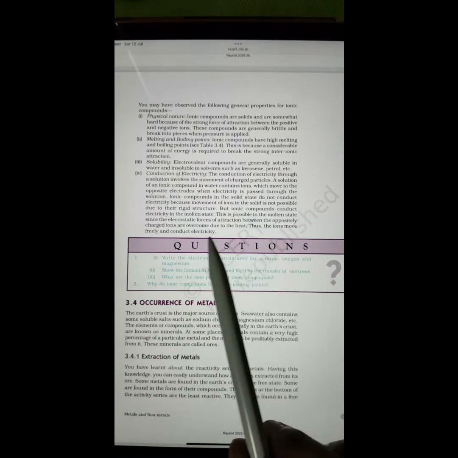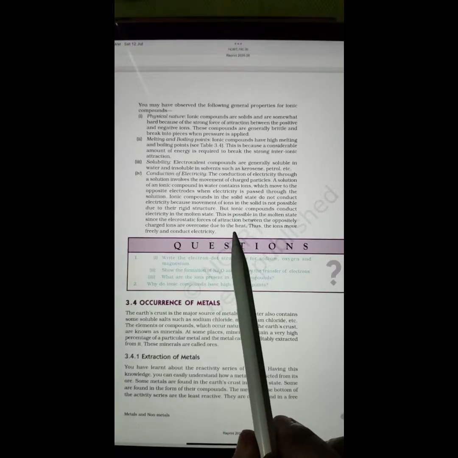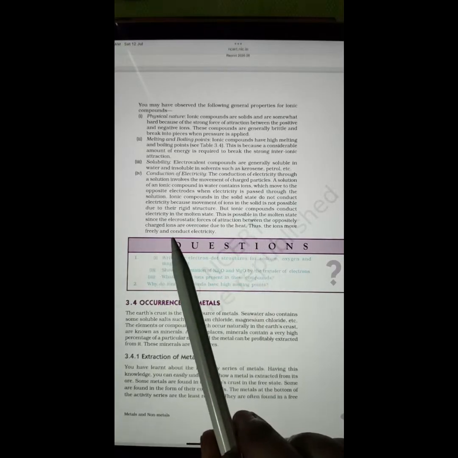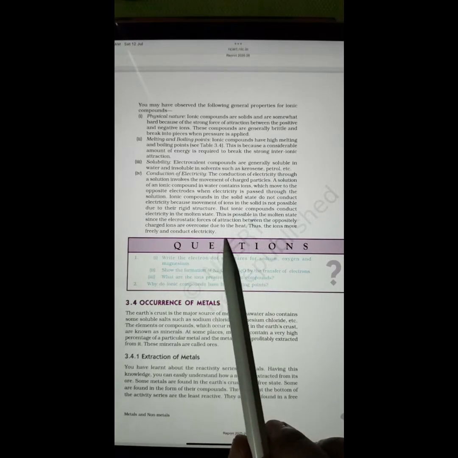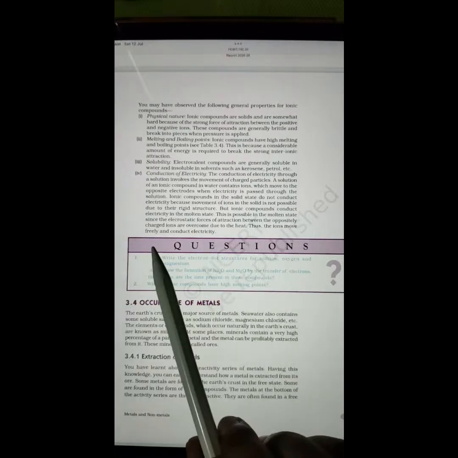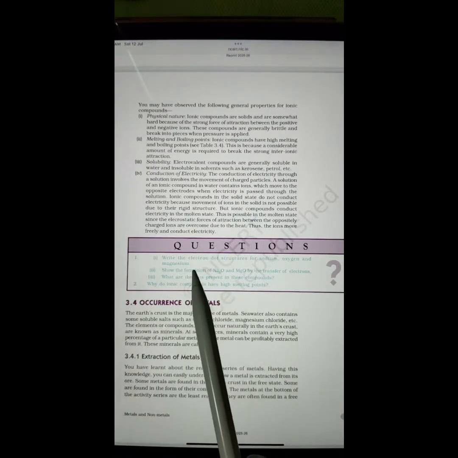This is possible in the molten state since the electrostatic forces of attraction between the oppositely charged ions are overcome due to the heat. Thus, the ions move freely and conduct electricity.